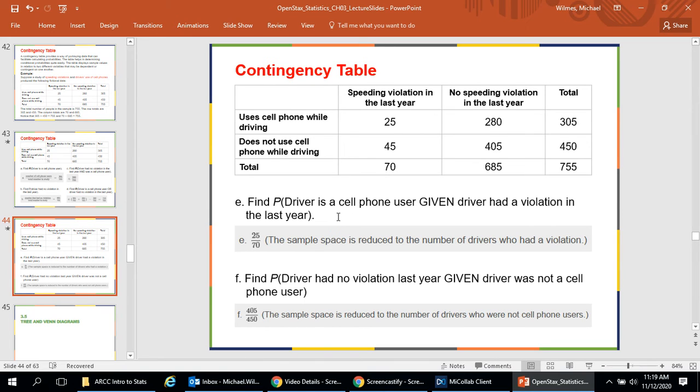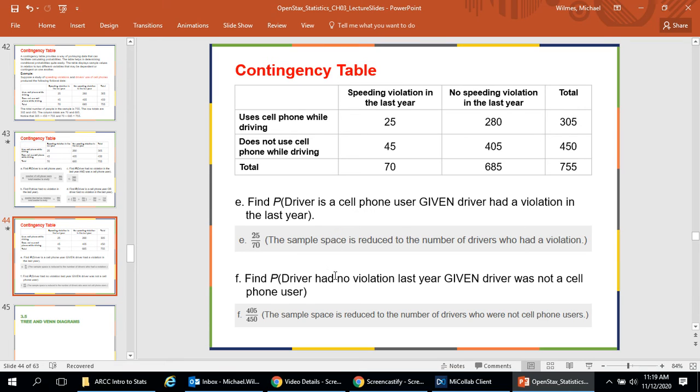Find the probability a driver is a cell phone user given the driver had a violation in the last year. Given we had a violation in the last year means we're looking at only the people that had a violation in the last year, so just this first column. We want to find the probability somebody's a cell phone user within that. So 25 people out of 70 total. Of the 70 total that have tickets, 25 were cell phone users. So there we go, 25 over 70.